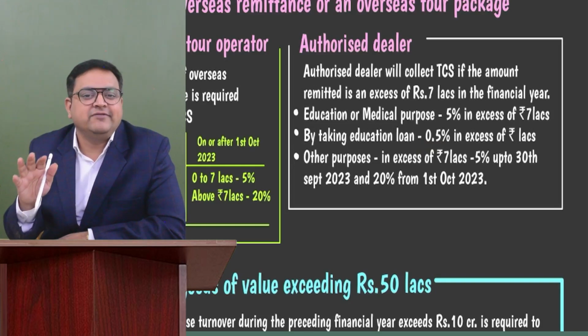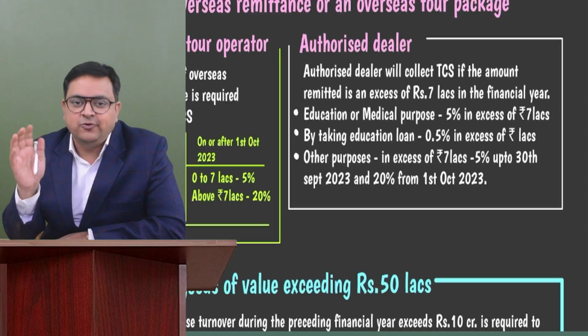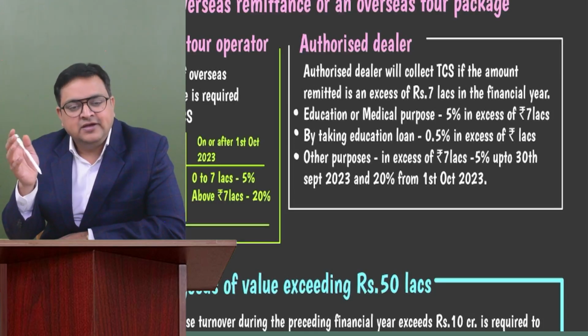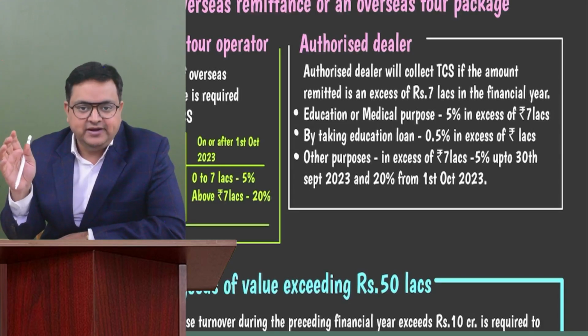Up to the first 7 lakh, 0 to 7 lakh, there is no TCS. In excess of 7 lakh only, there would be TCS. So let's say if you are remitting 8 lakh rupees, so 0 to 7 lakh, no TCS. On the 1 lakh excess amount, there would be a TCS.